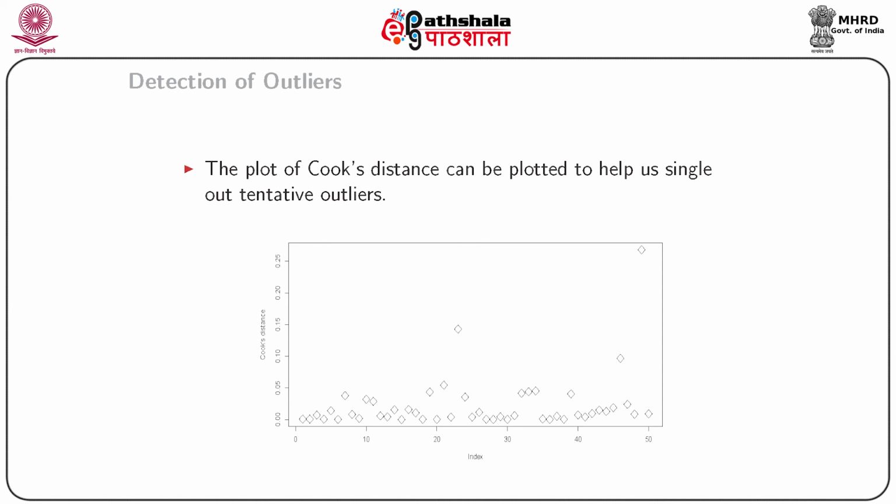There are different opinions about how to use Cook's distance to single out outliers, but the most conservative approach relies on the fact that Cook's distance has an F distribution with p and n minus p degrees of freedom. Hence, we use the critical value from this distribution to determine whether a given observation is an outlier or not.